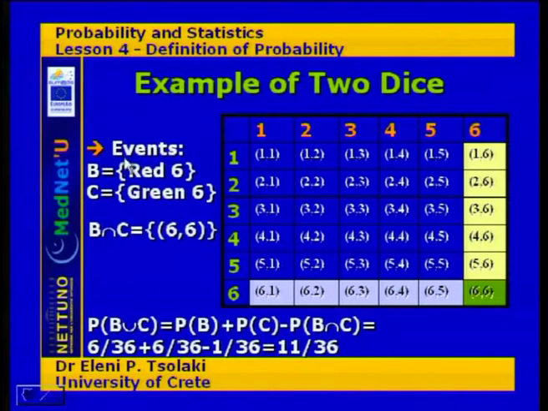In the example of the two dice, if we have the event B, a red 6, and the event C, a green 6, shown here highlighted in blue for the green 6 and yellow for the red 6, we see that they have only one element in common, the element 6, 6. Also, the probability of their union will be the probability of B plus the probability of C minus the probability of B intersection C. We calculate this. The probability of B is 6 over 36 plus 6 over 36 minus 1 over 36. It's 11 over 36. So we have calculated the probability of the union of B and C.